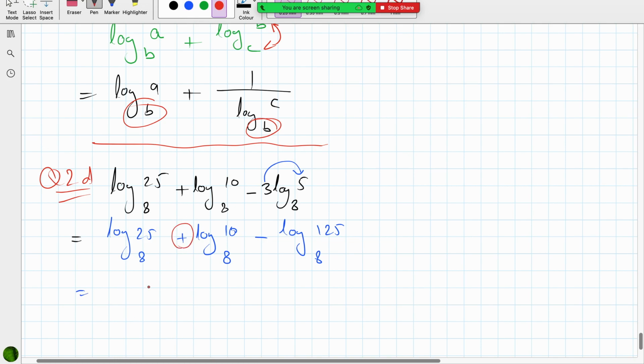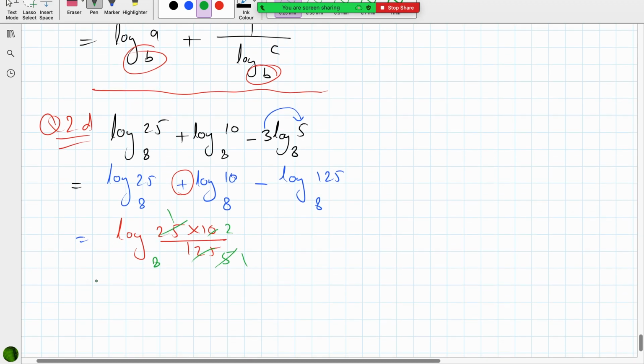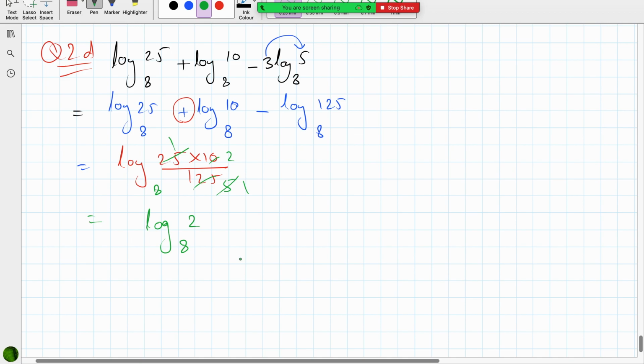Next step, where they are added, you multiply. So log of 25 multiplied by 10 divided by 125. Simplifying it, this becomes log of 2 to base 8. Mahad, the question was to write as a single log. This is done. If the question would have been simplify, there's more we can do.